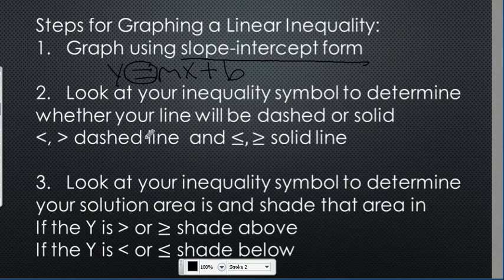Once you have your inequality in slope-intercept form, you need to look at your inequality symbol to determine whether your line will be dashed or solid. If your symbol is just a less than or just a greater than, the line is going to be dashed. And if your sign is a less than or equal to or a greater than or equal to, your line is going to be solid.